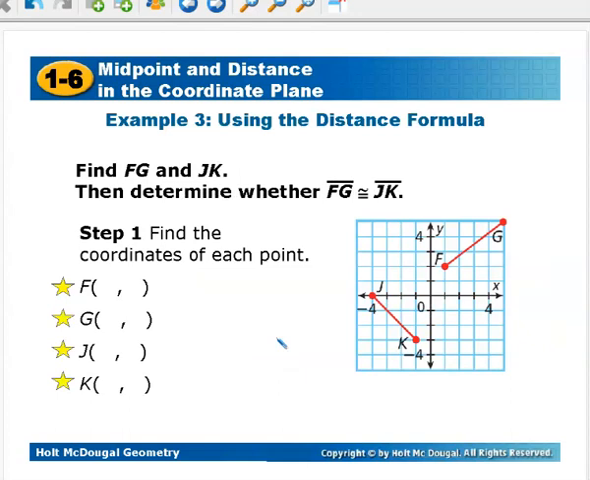So let's use this example 3 to help us out. I want to find the length of FG and JK, and then I want to know, are they congruent, right? Are they equal? Okay, so find the coordinates of each endpoint. We'll go in, locate the coordinates of our endpoints on our coordinate plane, and put those in right here. And now I can use those in my distance formula to help me determine those lengths.